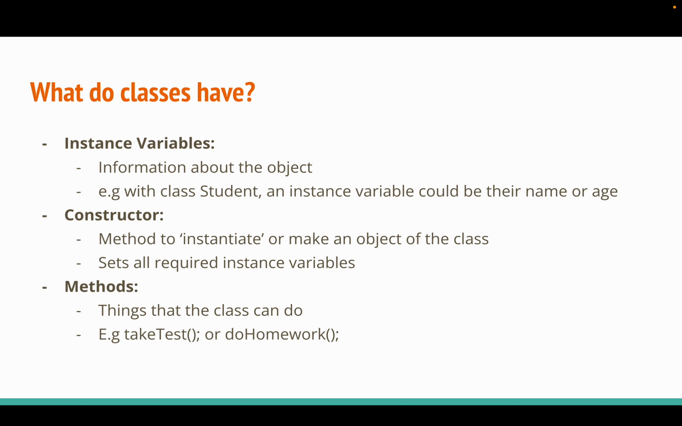And the third main type of thing that classes have is methods. These are anything the class can do. For example, take test or do homework. You can think of the instance variables like the nouns about the class and the methods like the verbs about the class.